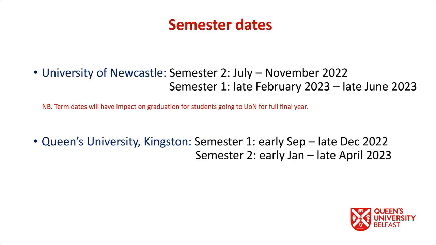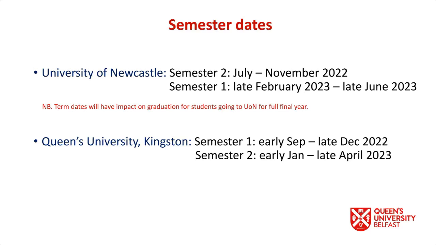So just to reiterate a couple of things, the semester dates are a bit different with the University of Newcastle. Our semester 1 is their semester 2, and that runs from July to November. Their semester 1 would then run from late February to late June. And again, anybody thinking of going out in the final year, this may have an impact on graduation.